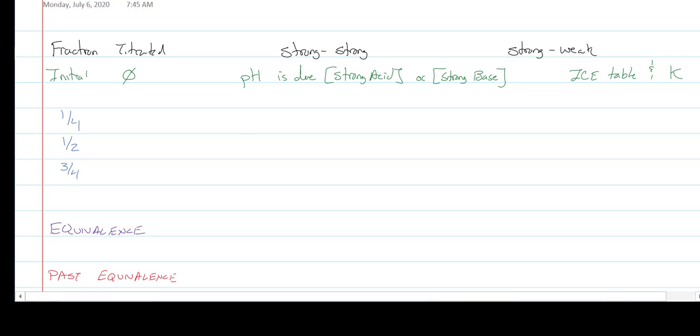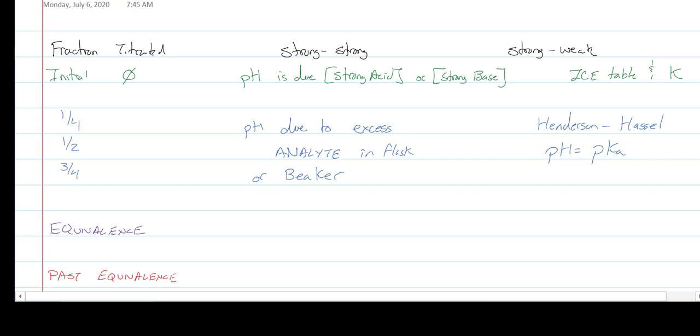And all before equivalence here, the pH is due to excess analyte in flask or beaker. Whereas for strong weak, at 1/2, pH equals pKa, and we can use the Henderson-Hasselbalch equation here.